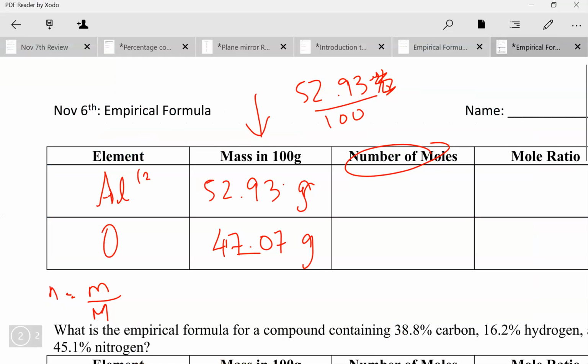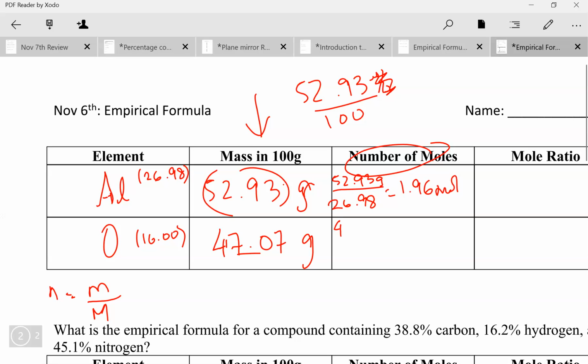So we're going to write that here, 26.98, 16.00. And we're doing number of moles, we're doing mass divided by molar mass. So 52.93 is the mass. I'm going to divide that by molar mass, and that's going to give us 1.96 moles.